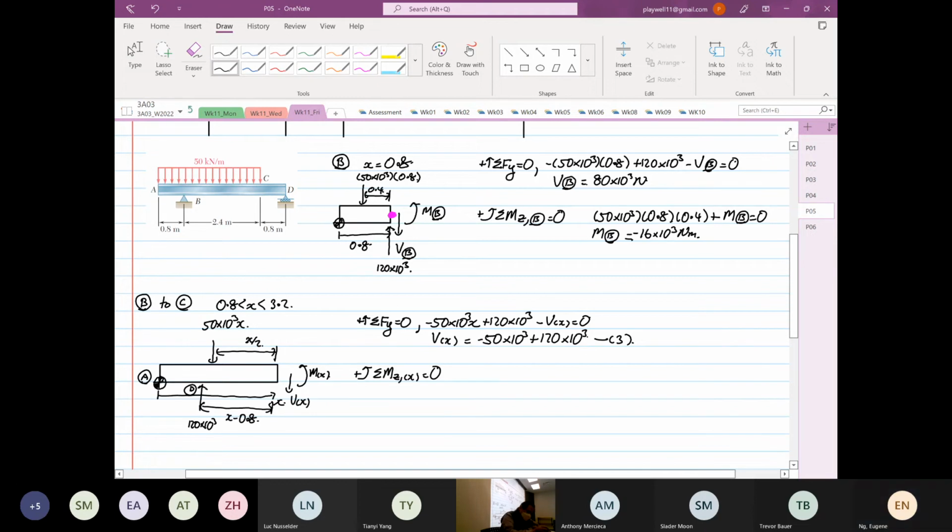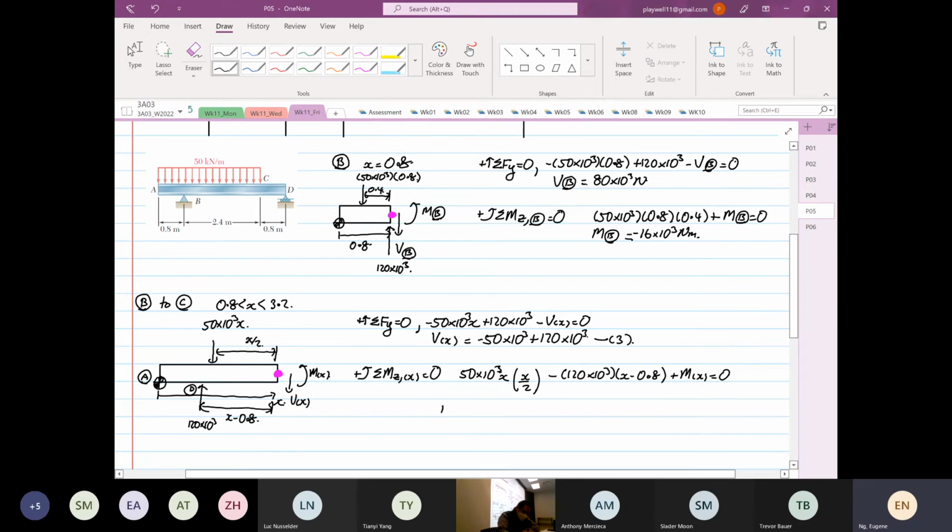Then we have our moments at point x. As I say, x is our variable. We're taking moment at the red dot. So this will be equal to 50 times 10 to the power 3, x multiplied by x over 2, which is going in an anti-clockwise direction, so it's positive. Then the next one is minus 120 times 10 to the power 3, x minus 0.8. Then plus M as a function of x. The whole thing will be equal to 0.